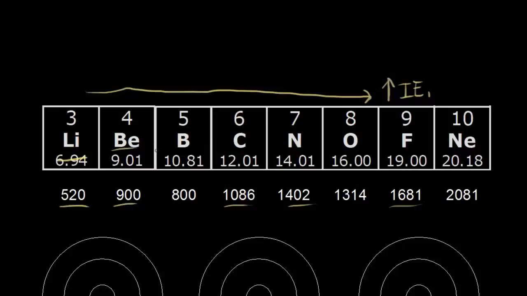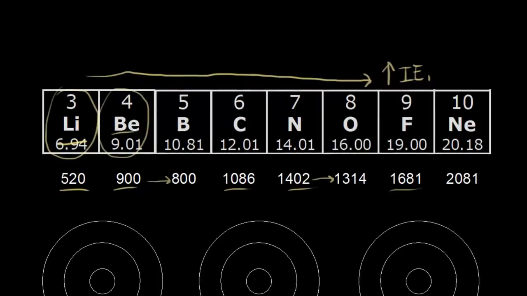From beryllium to boron, there's actually a drop in the ionization energy. And also from nitrogen to oxygen, there's a drop in the ionization energy. We will talk about those exceptions to the general trend. But first, let's analyze lithium and beryllium and see if we can figure out why, in general, as you move across a period, there's an increase in the ionization energy.